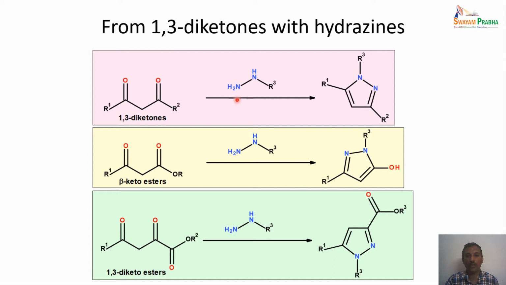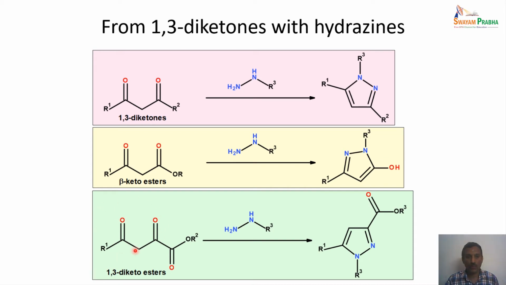In the same way the actual synthesis is carried out: 1,3-diketones when treated with substituted hydrazines give substituted pyrazoles. In the same way, instead of a ketone, we can also use an ester. This is nothing but a 1,3-dicarbonyl compound again, but this is a beta ketoester. This beta ketoester can also be treated with substituted hydrazine to give the hydroxy derivatives of pyrazoles. So we are introducing one additional functionality in this molecule which can be manipulated further.